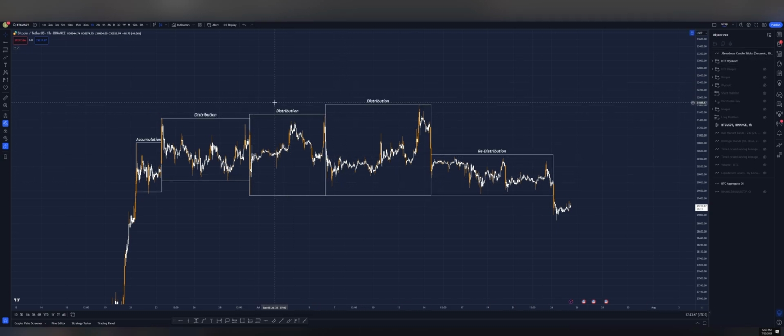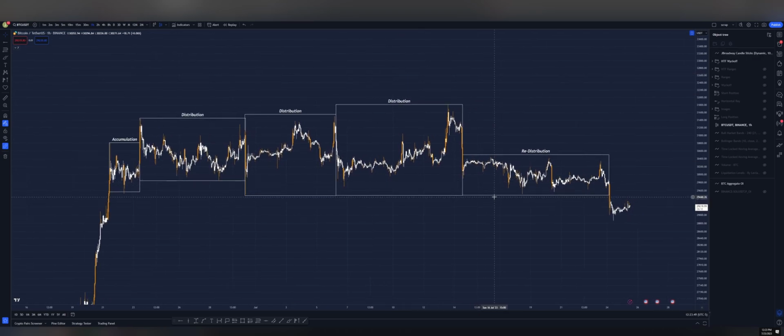But anyways, I have separated out this range into five distinct price regimes. Okay, we had an accumulation period here. We had three distributions. Okay, we had redistribution right here. The redistribution is what led to the breakdown, which has occurred right here.